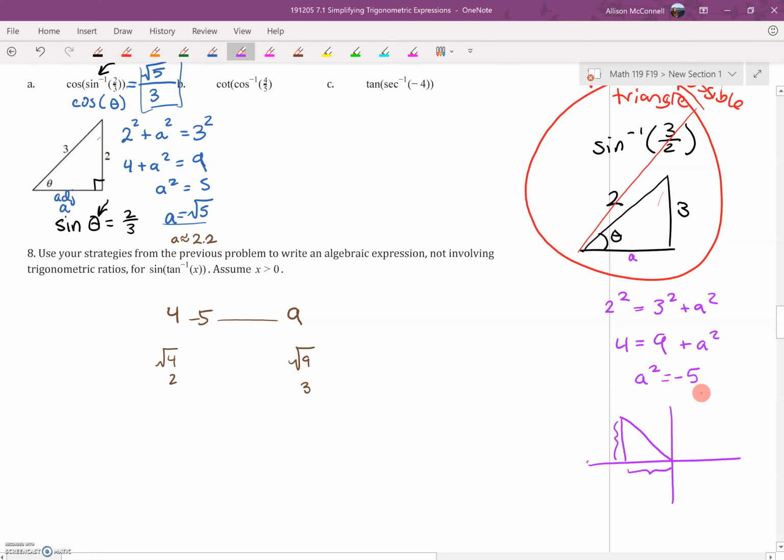So big red flag if you get something algebraically, you make sure you did your setup right and you get something suspicious like this. So again, that doesn't work. This is a triangle that wouldn't exist.